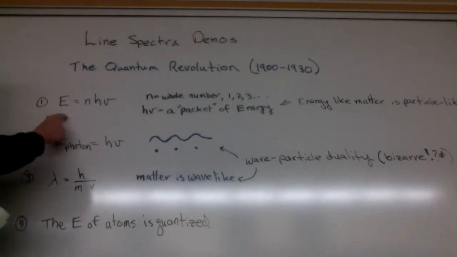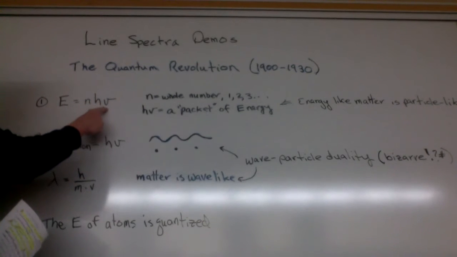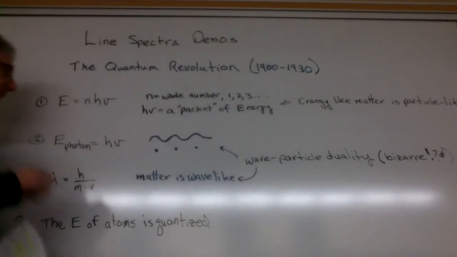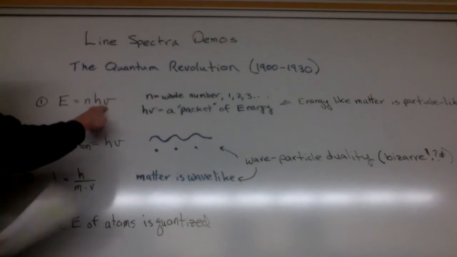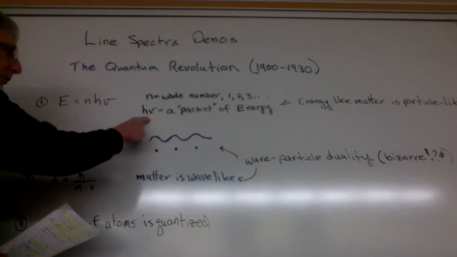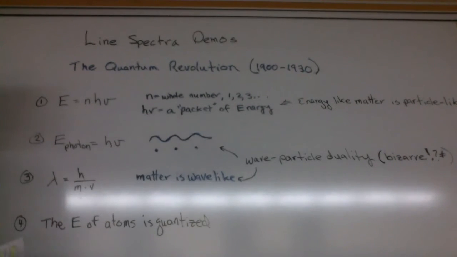1. Energy, E, is equal to n times h times nu, where n is a counting number, a whole number, 1, 2, 3, 4, 5, etc. And h is Planck's constant, and nu is the frequency of radiation. And this is telling us that energy is quantized. That means energy comes in whole number units, little packets of very discrete size, of size h nu. h nu, Planck's constant times the frequency, is literally a packet, a particle of energy.